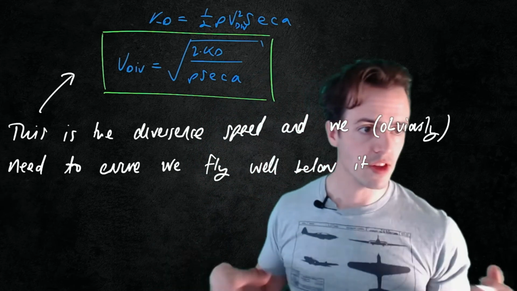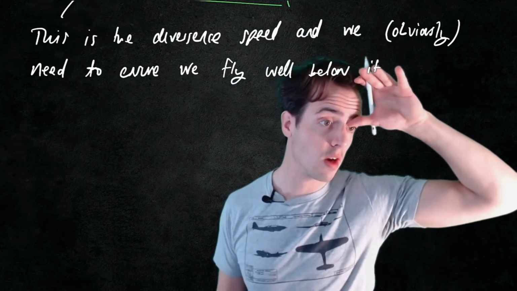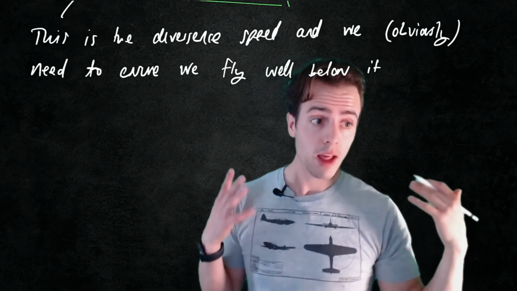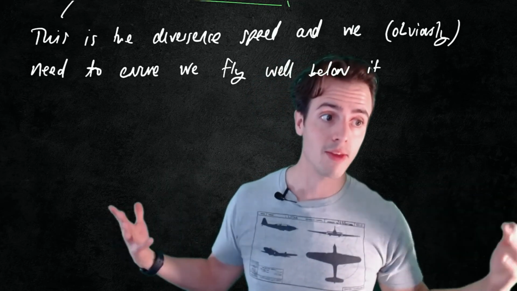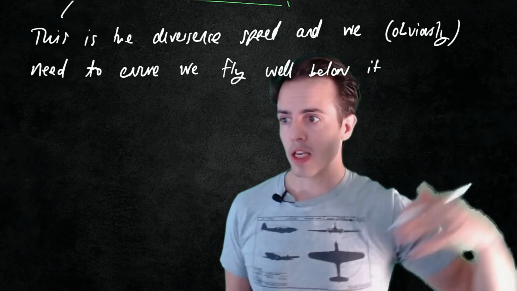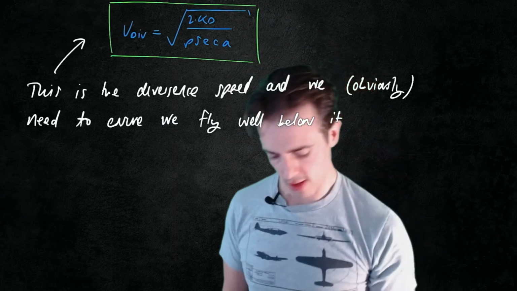So this is the divergent speed, and we obviously need to ensure that we fly well below that speed. That's because if there's a gust or anything on the aircraft that causes a perturbation up to the divergent speed, that would cause the wings to snap off, as we've seen. Ideally we want our aircraft to have nice high divergent speeds, and this tells us what gives us high divergent speeds.